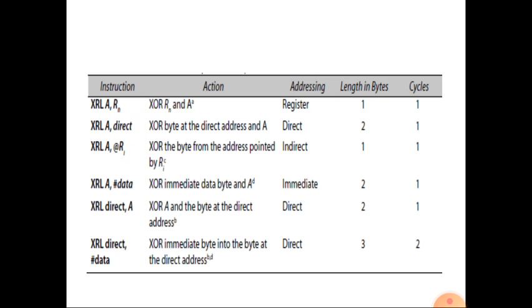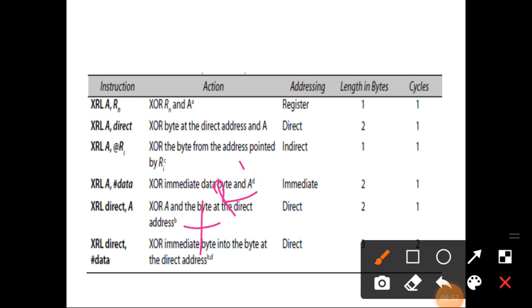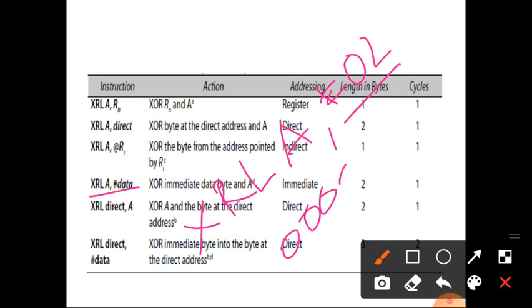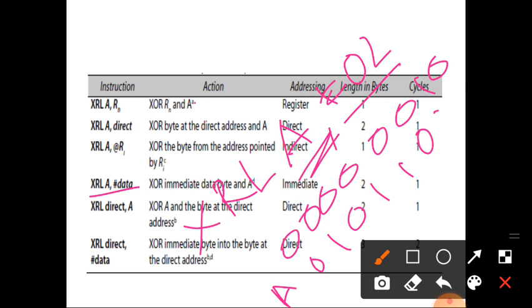XRL A comma #0 to h. Hash data means immediate data. It is represented as 0 0 0 0 0 1 0. Then A containing the data, the accumulator containing 0 1 0 1 1 0 1 0. Then what will be the result? Here a bit by bit XOR operation takes place.